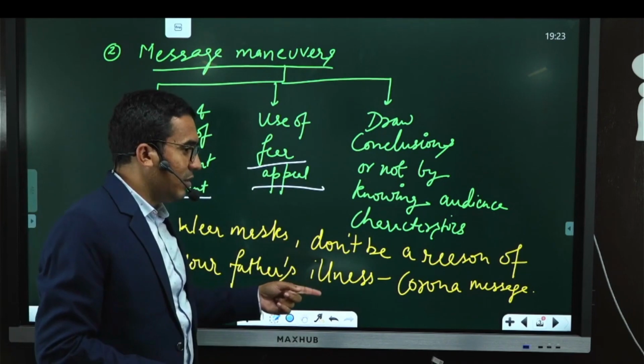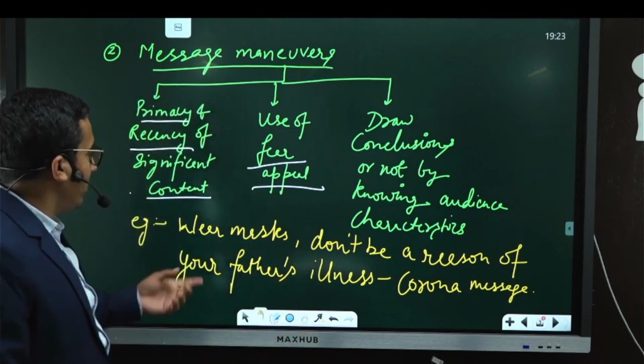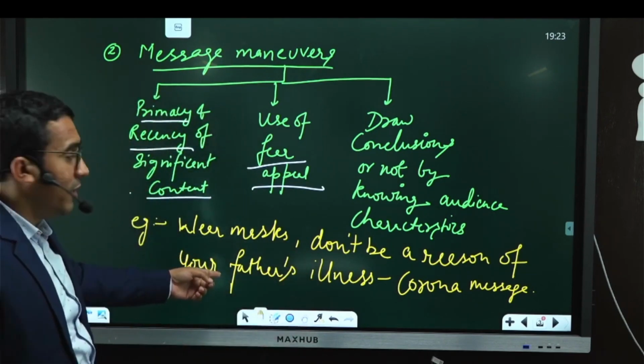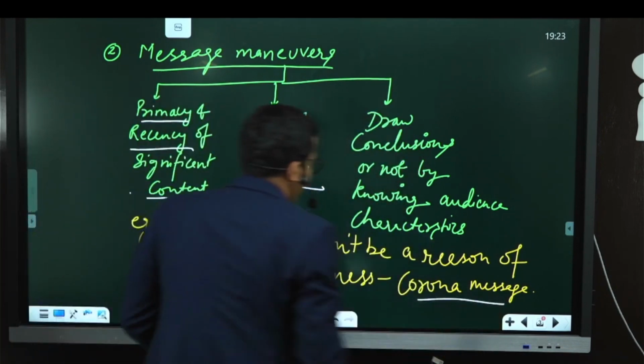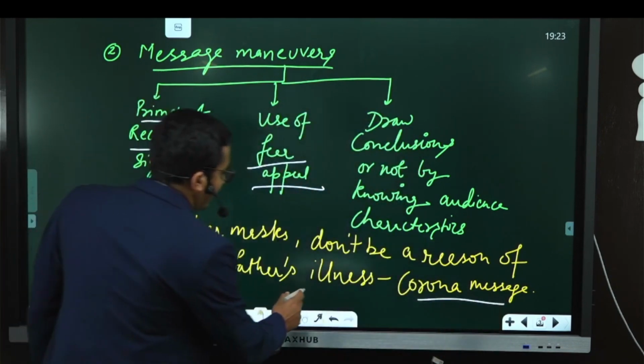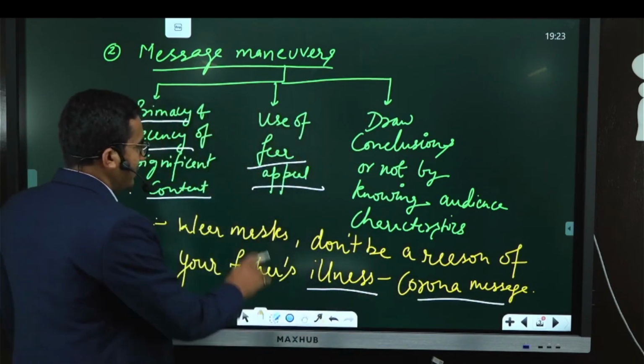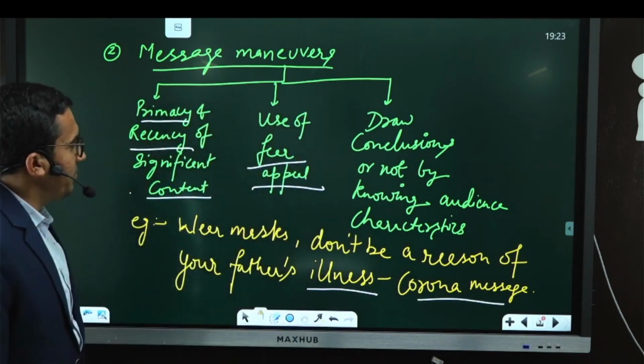father's illness. Because youth को कुछ हो नहीं रहा, पर उसको उसके माँ बाप को तो हो रहा है, उसके grandfather को तो हो रहा है. So this is a moderate fear appeal. If I write down death, it's an extreme case, but illness is a moderate usage of fear appeal.